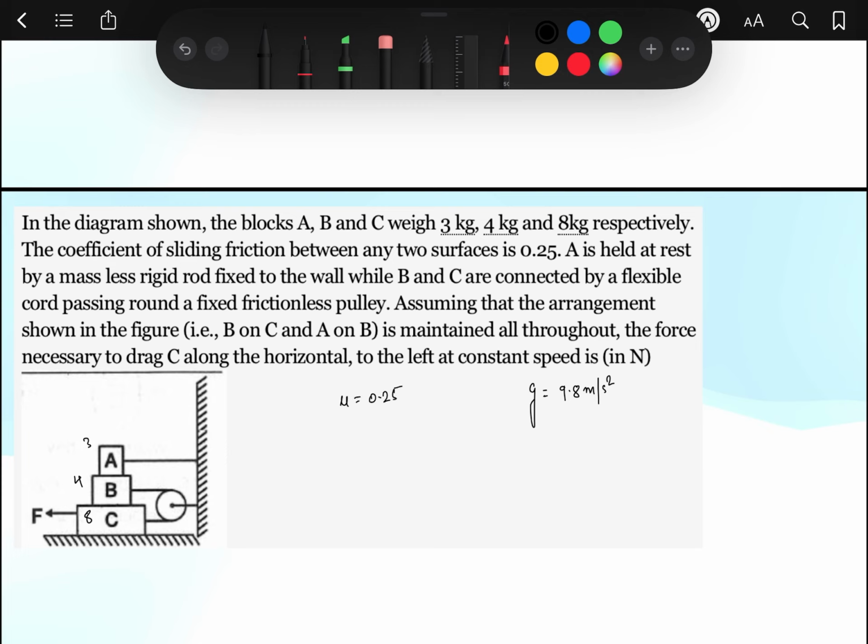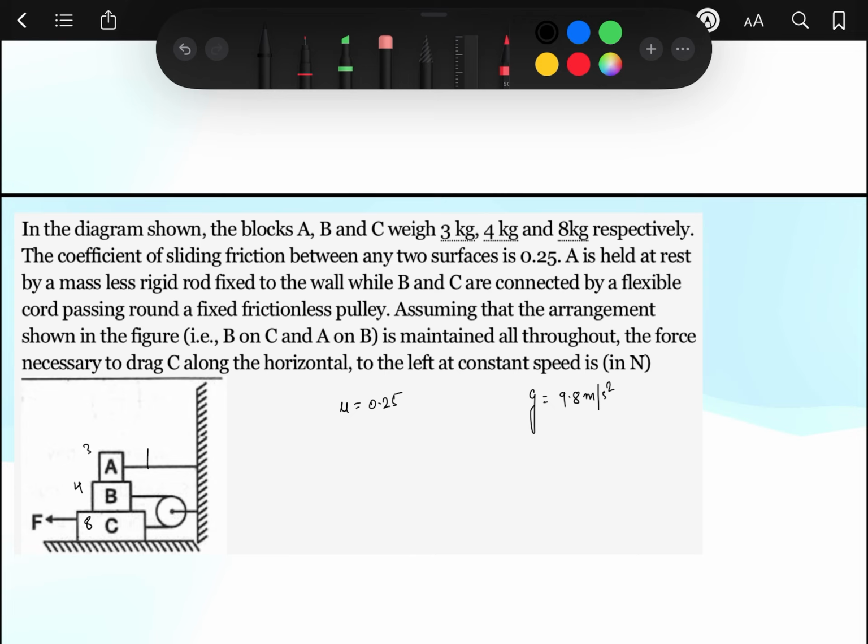It is given. A is held at rest by a massless rigid rod fixed on the wall. So this is a massless rigid rod here. Massless rigid rod. While B and C are connected by a flexible cord passing round a fixed frictionless pulley. So this is the rope here, and between A and this surface is the massless rod.